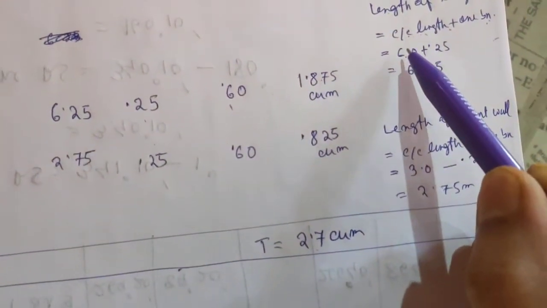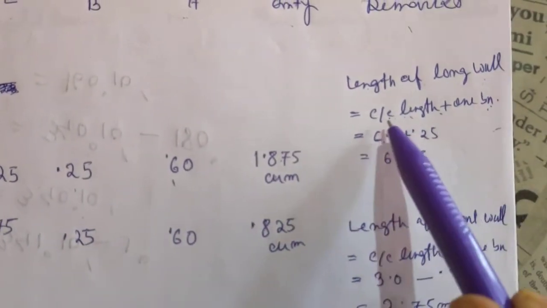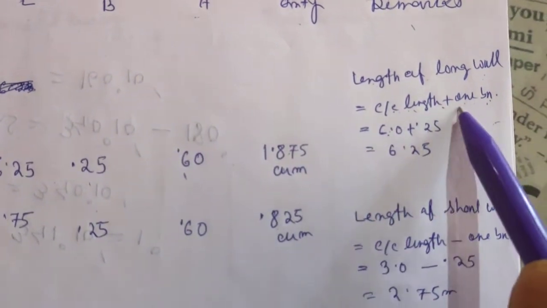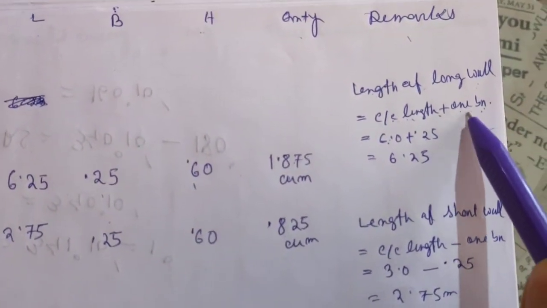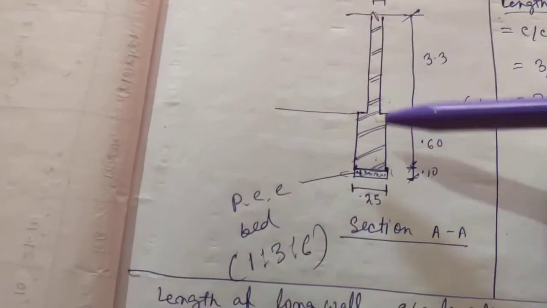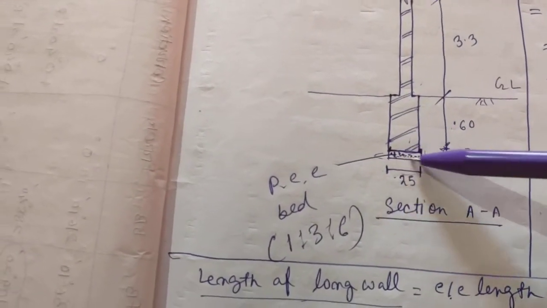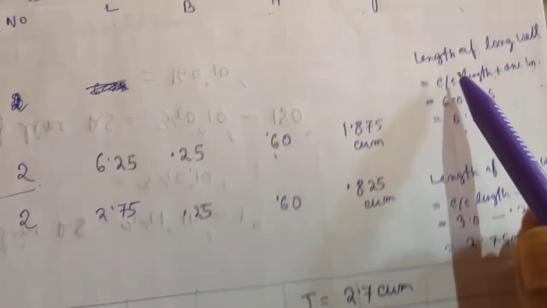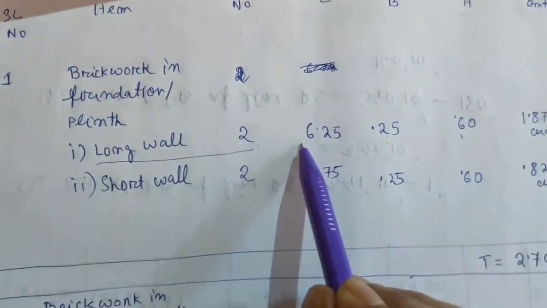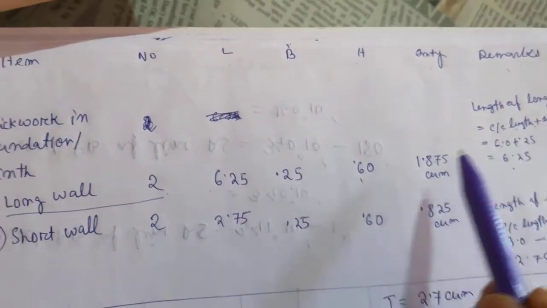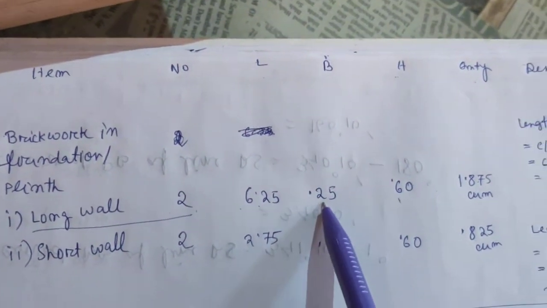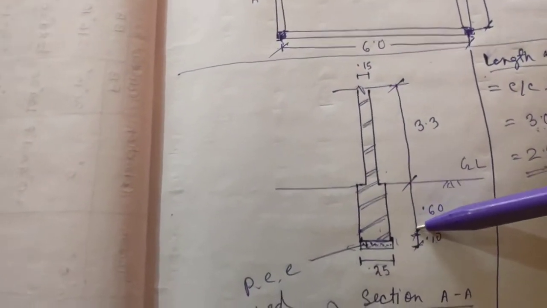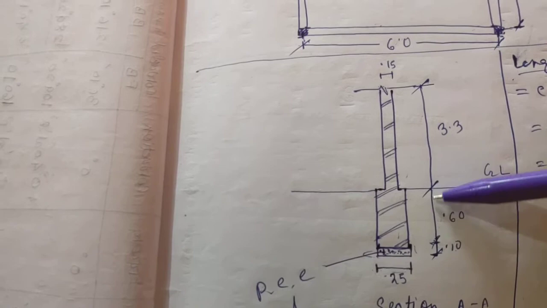So 6 meter plus 1 breadth, center to center length plus 1 breadth. What is the breadth of the foundation wall or substructure wall? It is given as 0.25. So 6 plus 0.25 is 6.25, which is the length of the long wall. So number is 2, length is 6.25 as we have found out here. Breadth is again 0.25, as given in the question. And height. What is the height of the substructure wall?